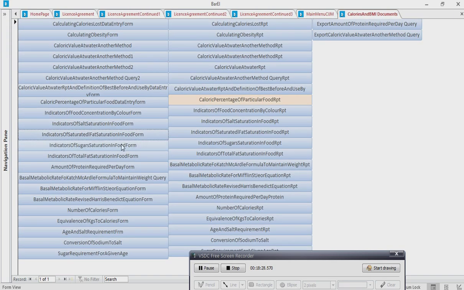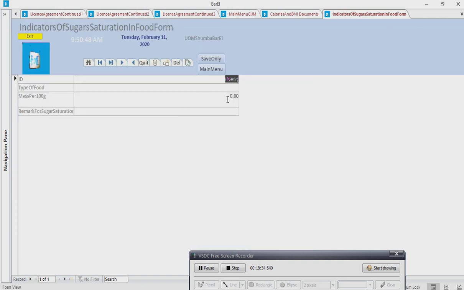Sugar concentration. If it's 0.1, it means it's low. If it's 4, it's low. 7, it's normal. 12, it's normal. 24, it's high.